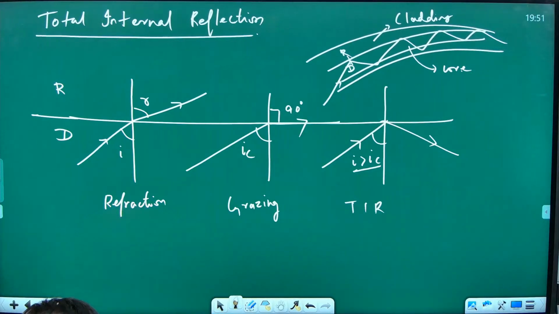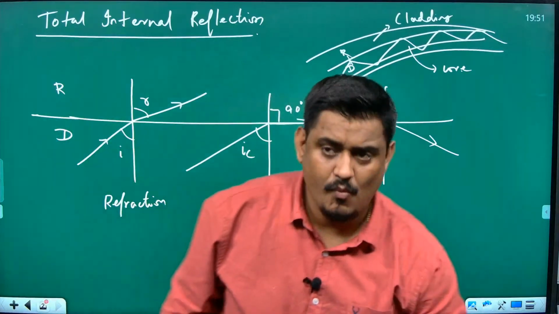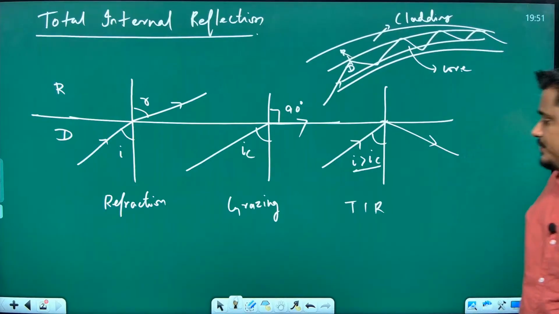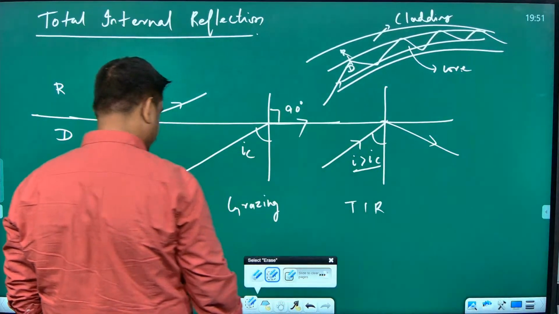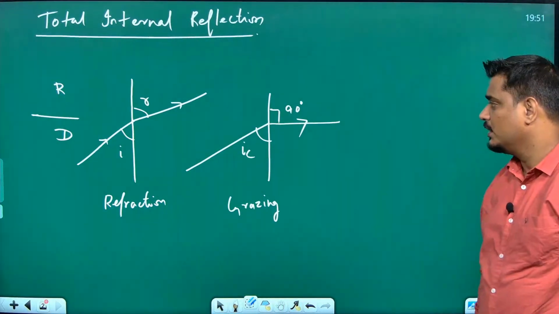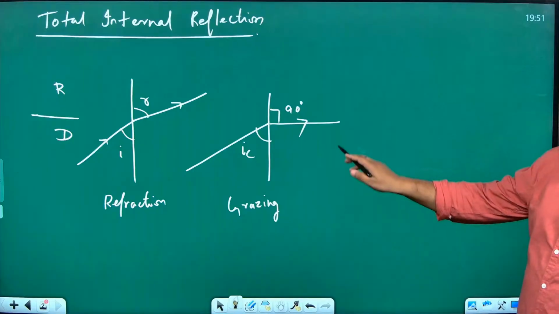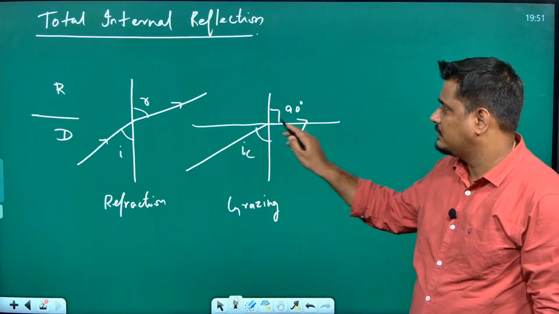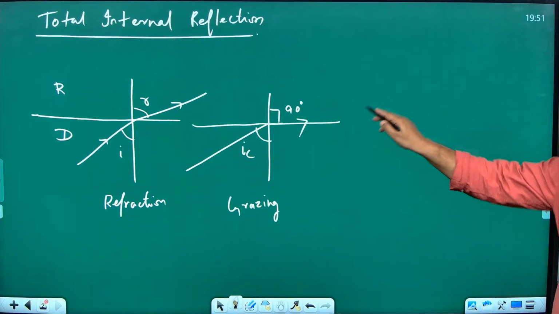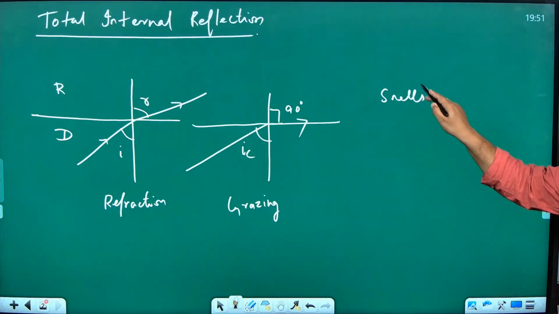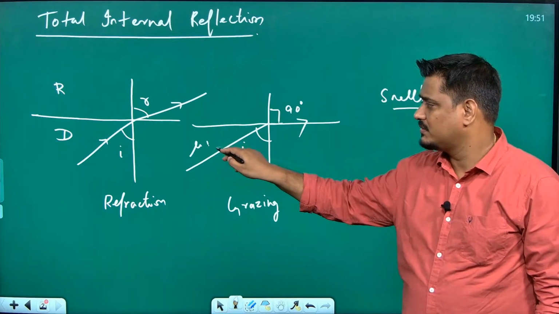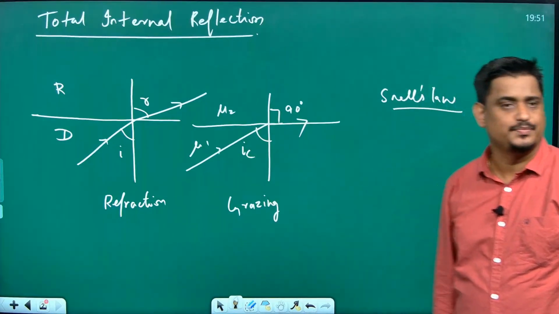Have you written this? Okay. Now, if I ask you how to find this critical angle, it's very simple. Please pay attention. You know very well, see here, I am using Snell's law here. This is mu1, this is mu2.